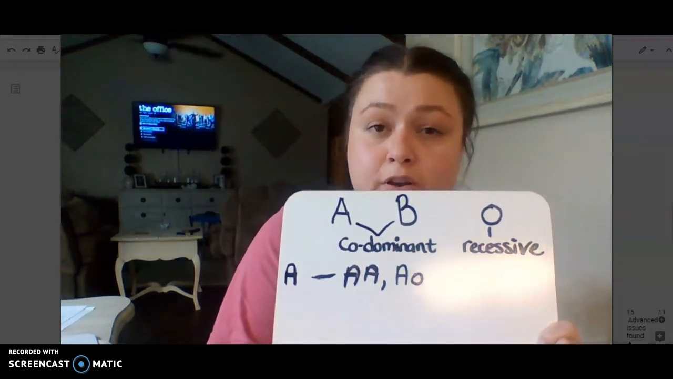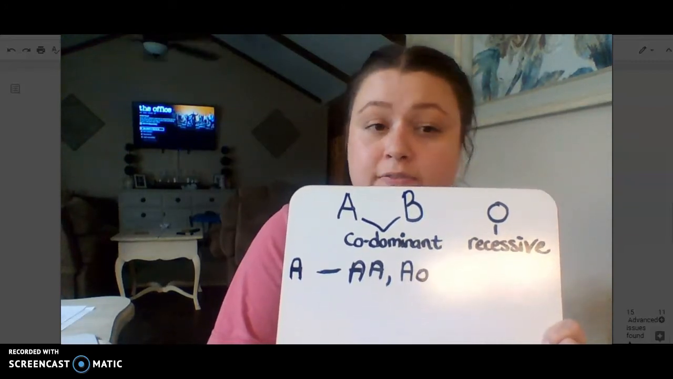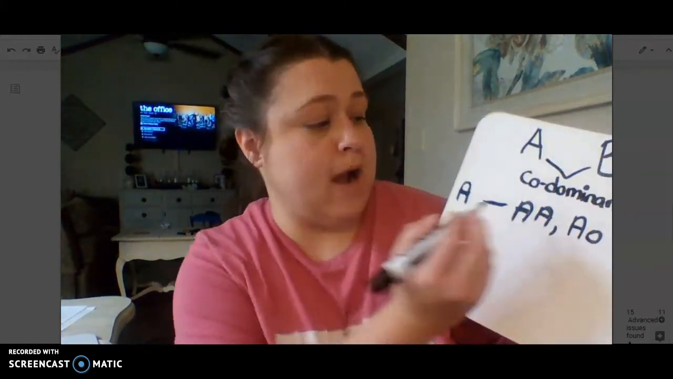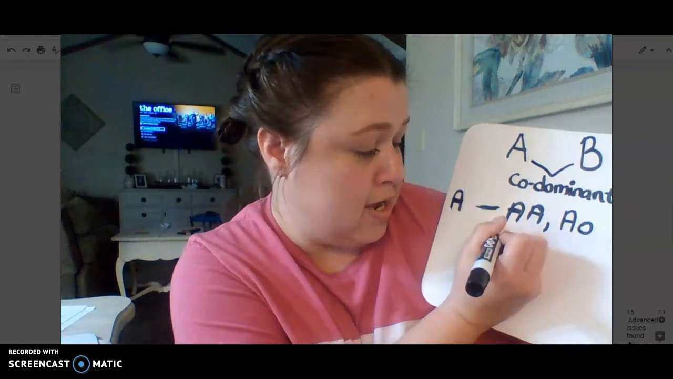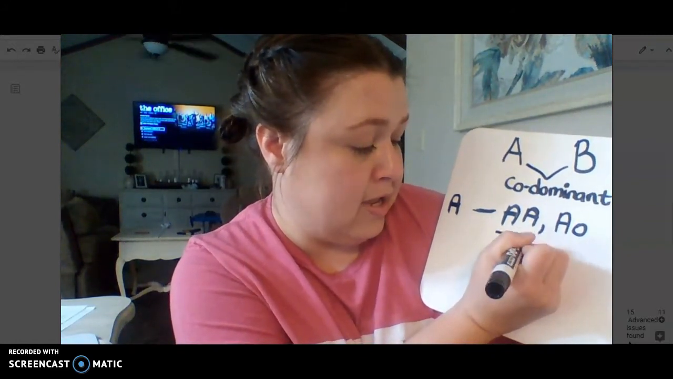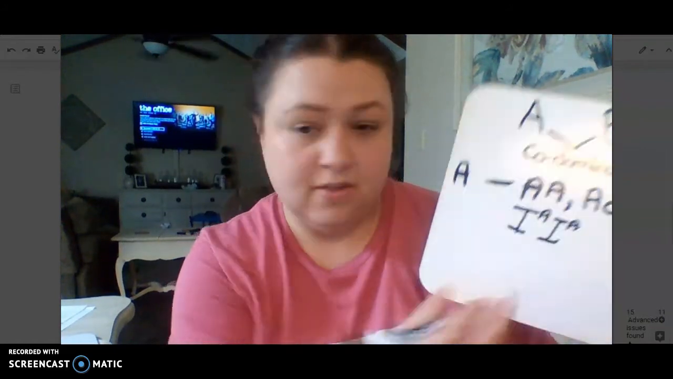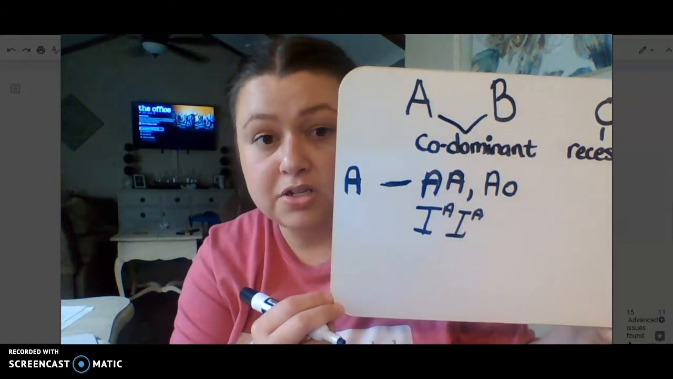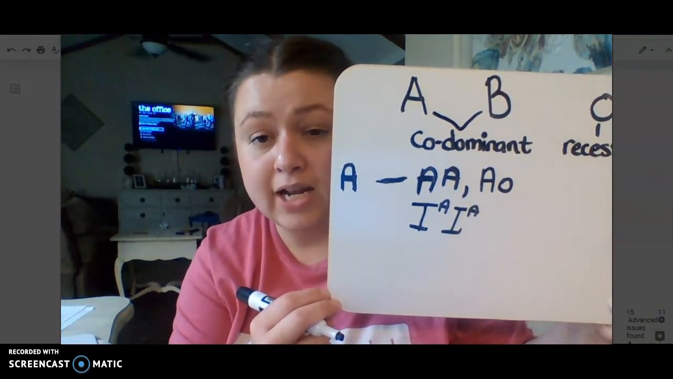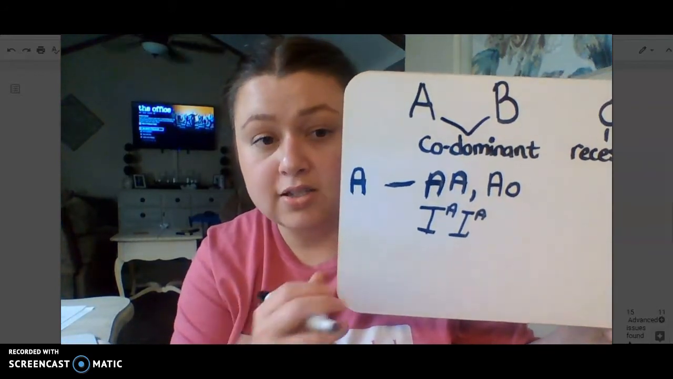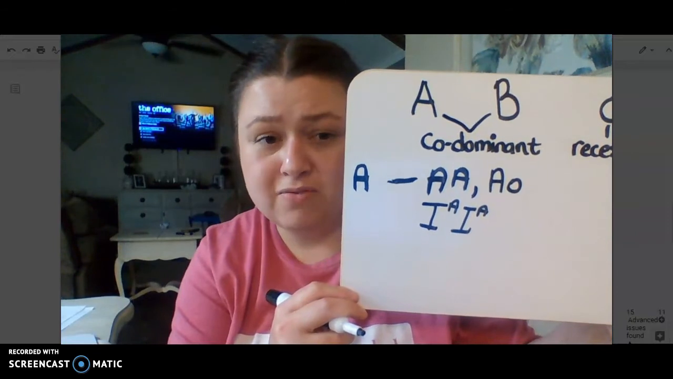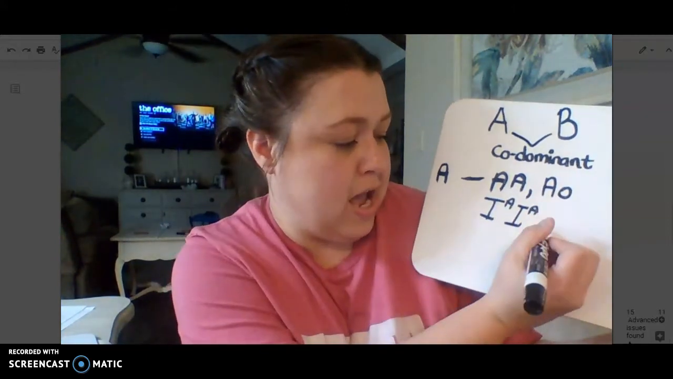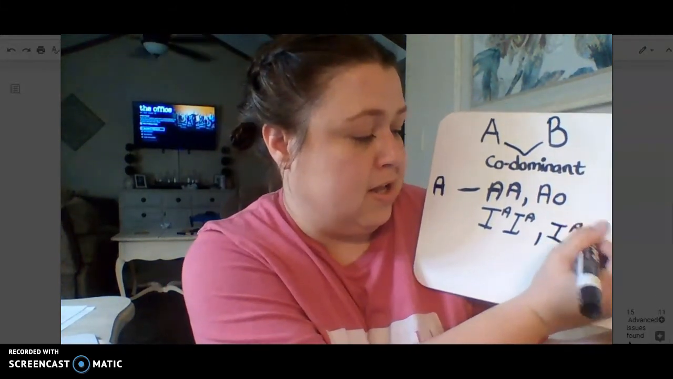Now, for those people that have learned about blood typing before, once again, if you're not one of them, stop right now. But if you've learned about blood typing before, what you might have seen is instead of putting an AA, they would put a capital I superscript A, capital I superscript A. Same thing. The only reason I'm not doing it this way right now is because it's harder to type that into Google Docs. So a big A and big A is easier. If you want to do it that way because it makes more sense and you don't want to confuse yourself, go for it. Also with AO, it's normally big I superscript A, little i.